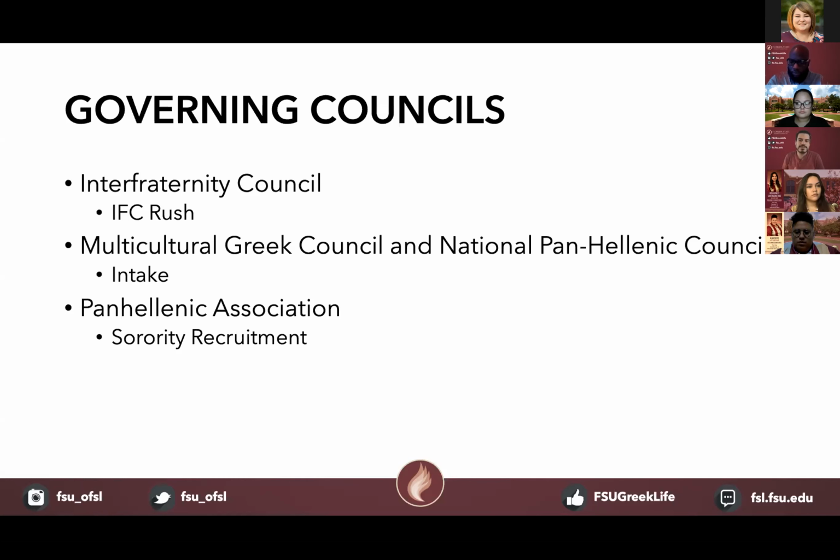They are traditionally Black African-American, but not exclusively Black African-American, in the same way that our Multicultural Greek Council, although it will be a Latin organization or an Asian American organization, is not exclusively that. It just means that their culture is rooted in some of those pieces. And so our NPHC and our Multicultural Greek Council, aka MGC, they do a process that is different from IFC Rush and our Panhellenic Association sorority recruitment. They do something called intake. It is less of a formal piece and way more informal, way more one-on-one and small scale.